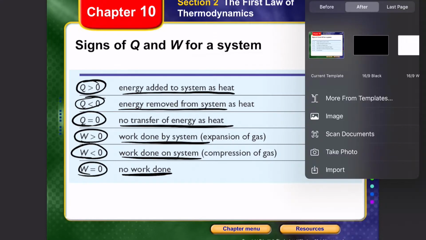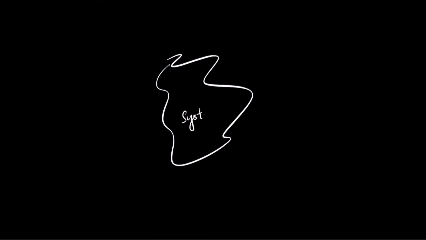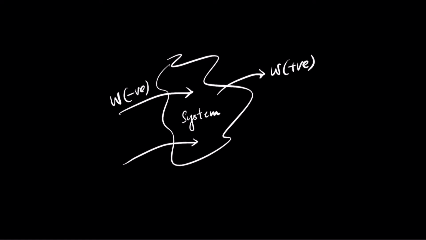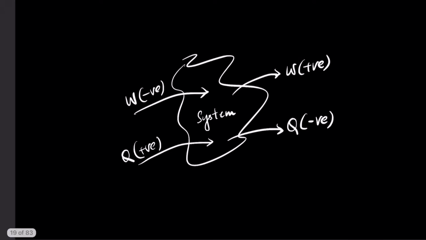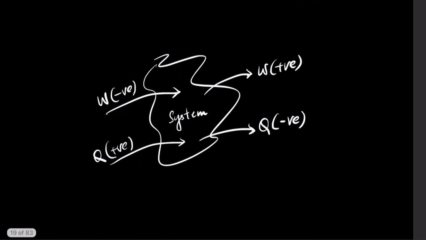So simply remember that, let's say we have a simple system right here. If the work is done on the system, this work is negative. If the work is done by the system, we call that positive. Now the energy that is being added to the system becomes positive, and the energy being removed from the system becomes negative. So when the heat is added to the system, it's positive. When the heat is removed from the system, it's negative. So this is the idea behind the signs for Q and W for a given system.